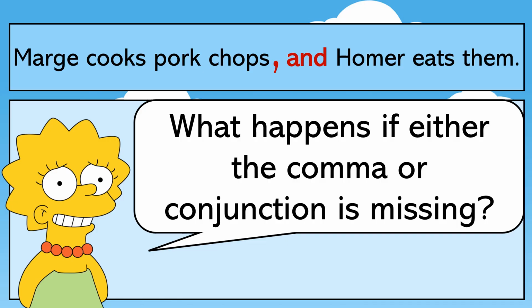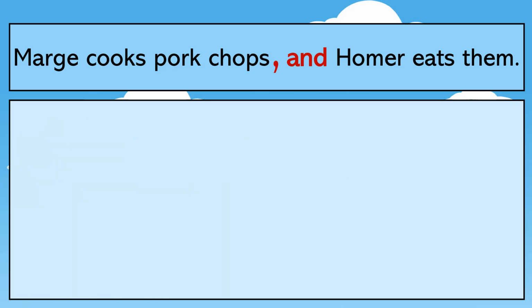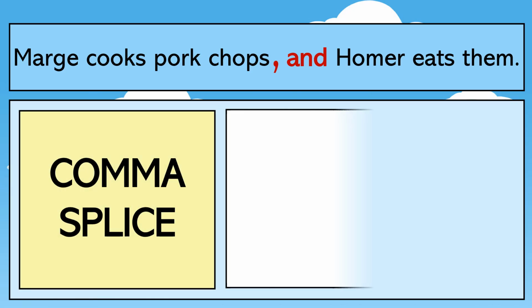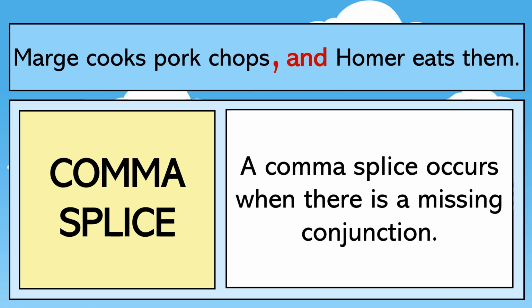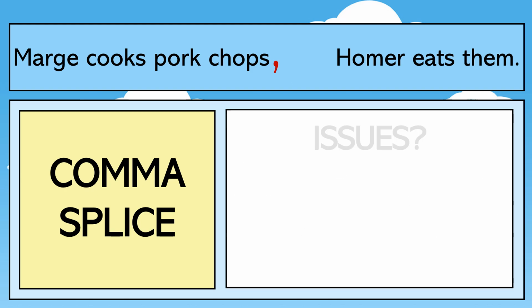But it's important to break down how each of those problems function and the issues that they create for the reader. Let's begin with the comma splice, which occurs when there is a missing conjunction. So here we have the conjunction and. If we remove it, then we're going to have some issues, in part because the comma is a hard-working piece of punctuation. It has lots of jobs.